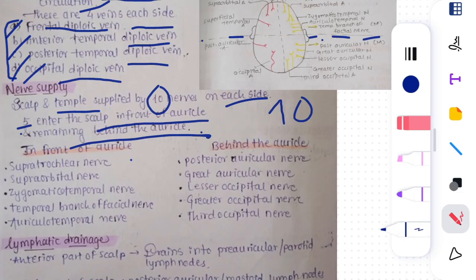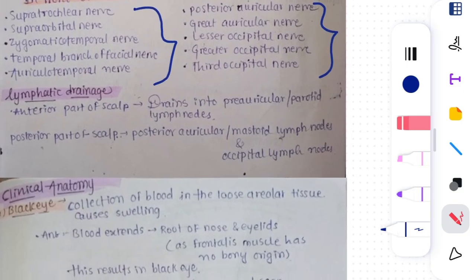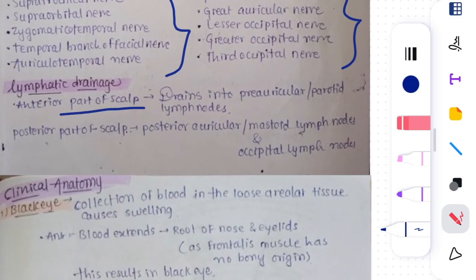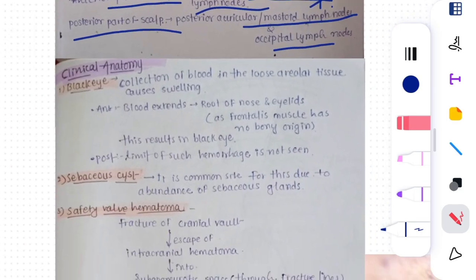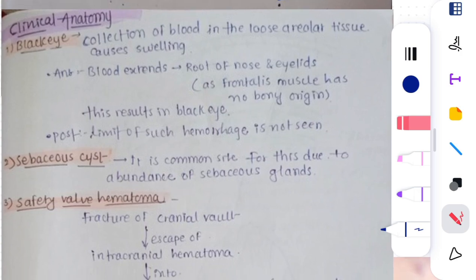So these are the 5 nerves present in front of the auricle, and here are the 5 nerves behind the auricle. You should practice the diagram 2 to 3 times. You can easily remember that, don't worry. Then the lymphatic drainage. The anterior part of the scalp drains into preauricular parotid lymph nodes, and the posterior part into mastoid lymph nodes or occipital lymph nodes. By name itself you can remember.